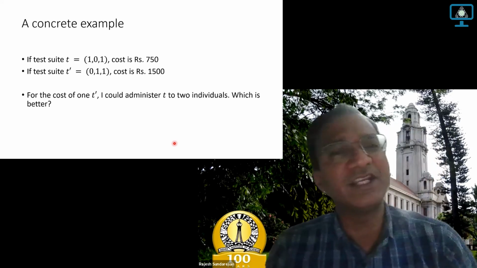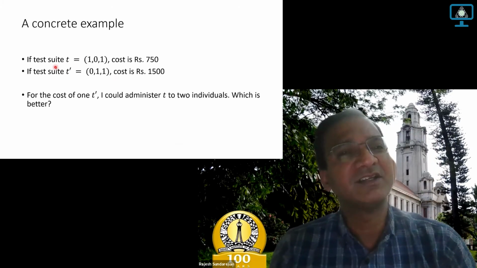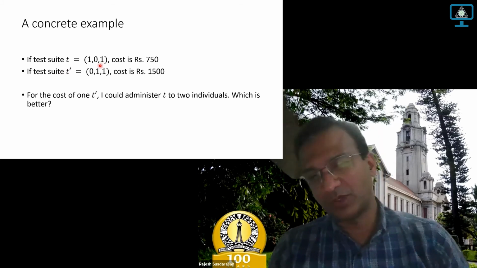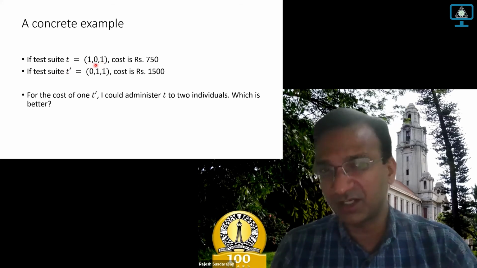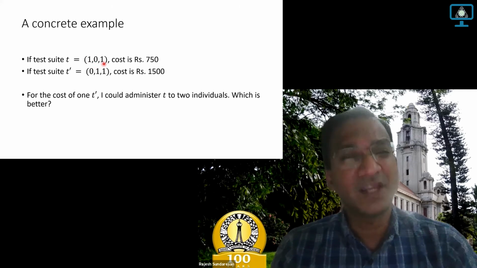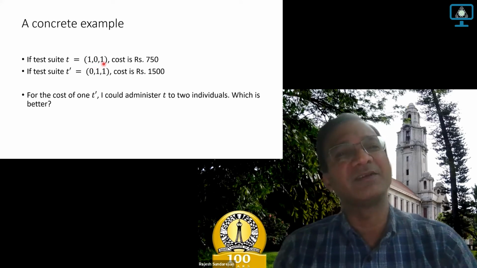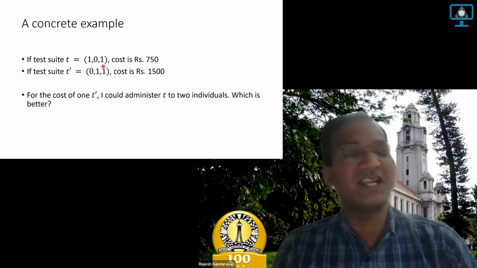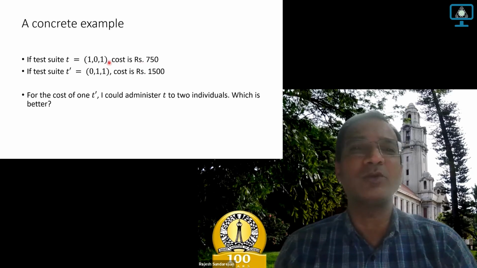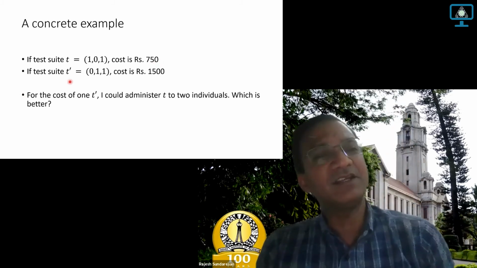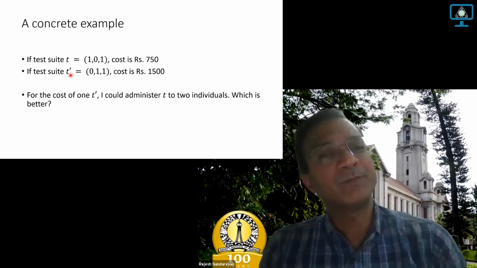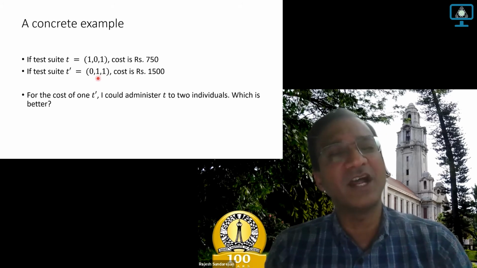So in this concrete example, I'm looking at a test suite 101. So what does this mean? We administer the antigen test, but we do not administer the RT-PCR test. We administer the antibody test. So the antigen test and the antibody test together cost about 450 rupees plus 300 rupees. That's about 750 rupees.